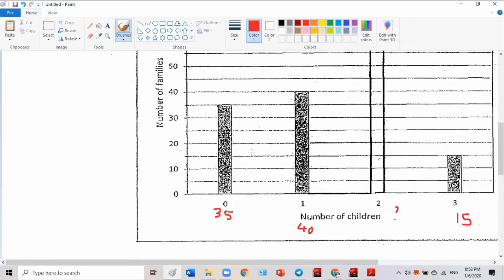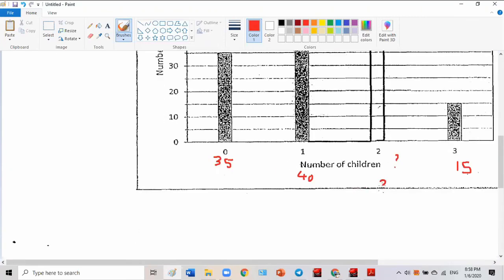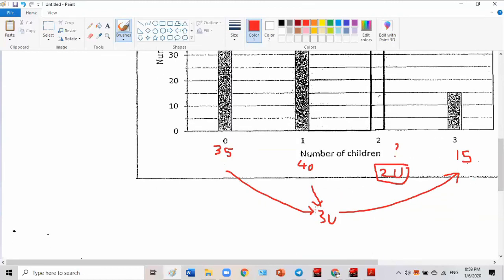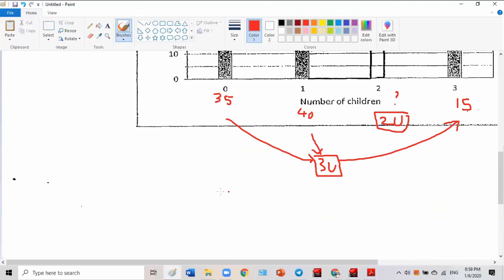Aha! If 2/5 have 2 children, make them in units, right? 2 out of 5, that means all these must add up to 3 units because a total of 5 units. Do you understand what I'm trying to get at? Just don't work in fractions, work in units. 2/5 means a total of 5 units. This one is 2 out of a total of 5. That means the remaining is not 2, it must be 3 units, because 2 plus 3 units is 5 units. 3 units is how much? 90. Add these numbers up, 90.